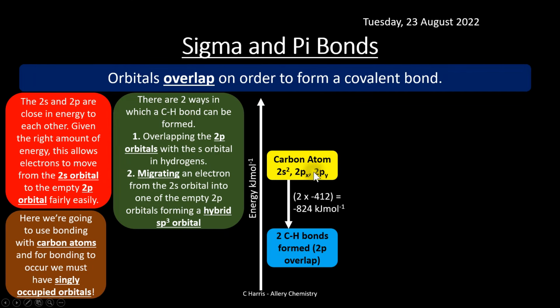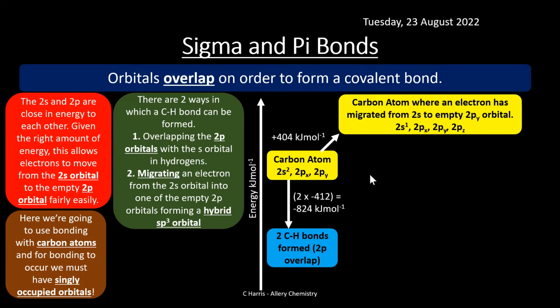And now you have 4 orbitals which have 1 electron in each of them, so 4 singly occupied orbitals. This is our setup: you have a 2s1, 2px, 2py and 2pz. Now this takes energy. If you had to get up and go upstairs, you'd have to burn some calories. Not a lot, but some. It's the same with electrons, so it takes some energy to do that: plus 404 kilojoules per mole. And that's the setup we have there.